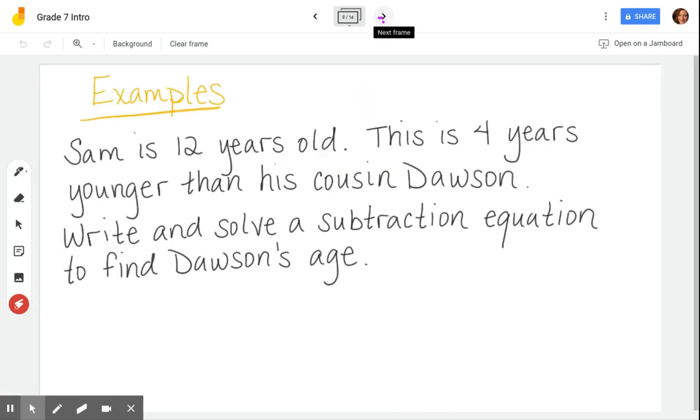Okay, so let's try one. Sam is 12 years old. This is 4 years younger than his cousin Dawson. Write and solve a subtraction equation to find Dawson's age. So here's what I know. I know Sam is 12. I know that he's younger than Dawson. I'm just going to make myself a little note that Dawson is older.